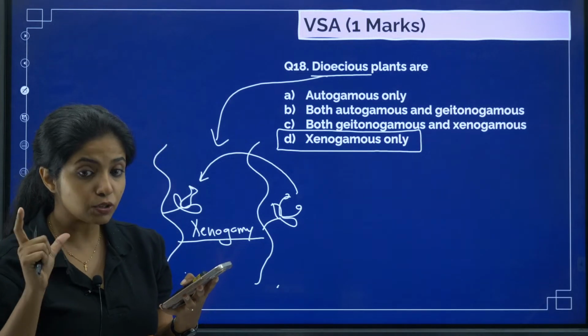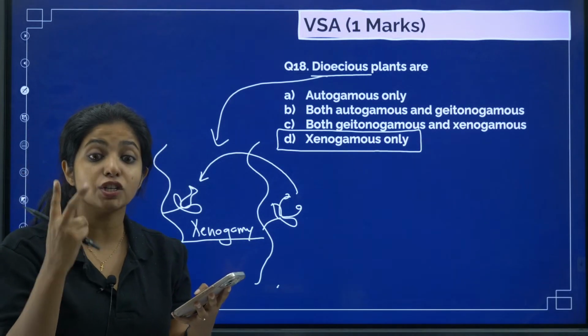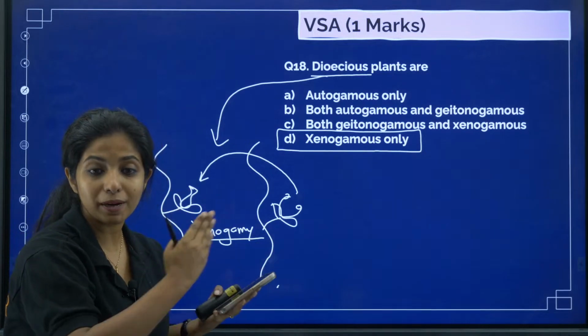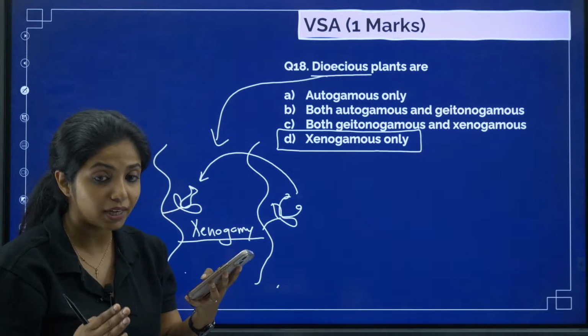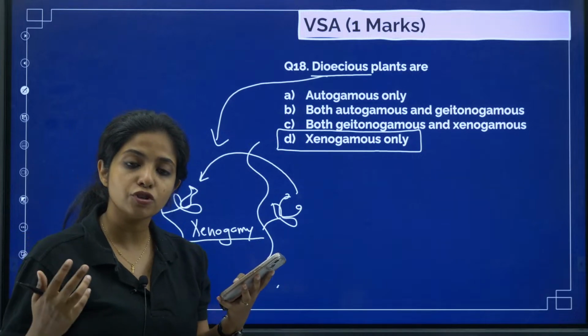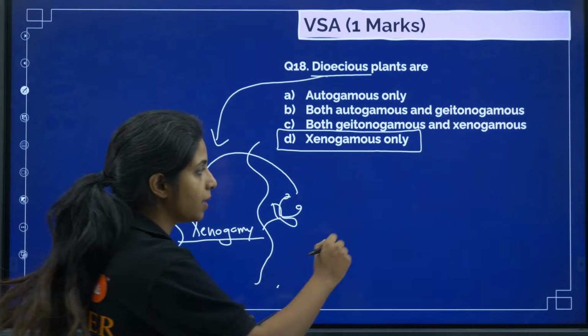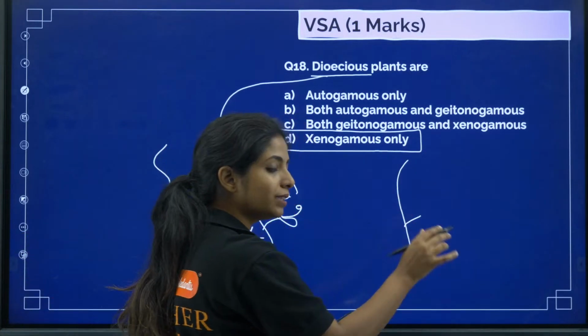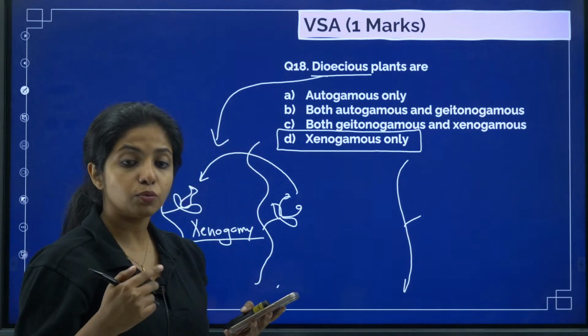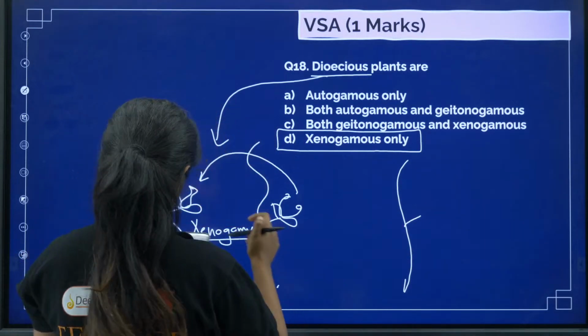Now these terms you have to remember. Dioecious, di as in two. Two different plants will be there. That means the sexes are separate. Monoecious, what do you mean by monoecious? Monoecious means in one plant you can have both the sexes. That is what you mean by monoecious.